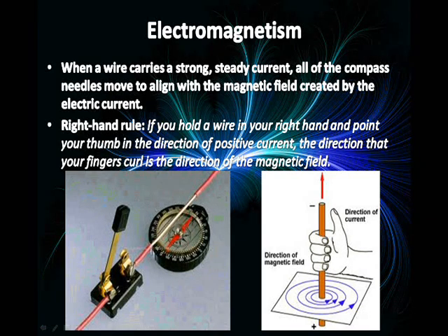Using the right-hand rule, and we'll demonstrate this in class, and it shows you a picture, if you hold a wire in your right hand and point your thumb in the direction of positive current, the direction that your fingers curl is actually showing you the direction of the magnetic field lines that are created.